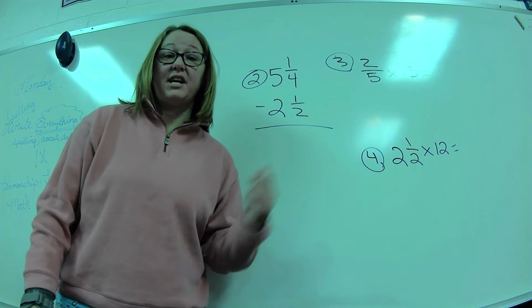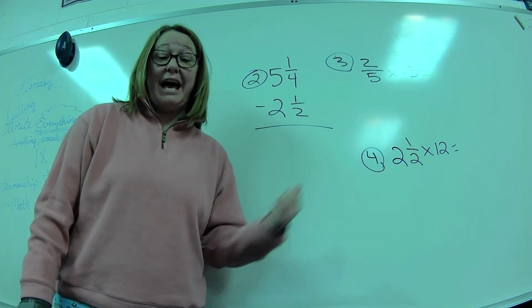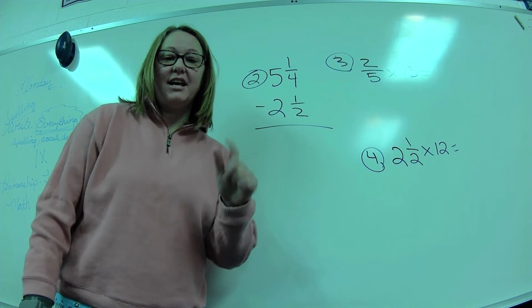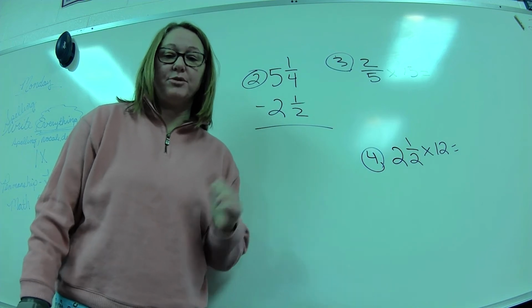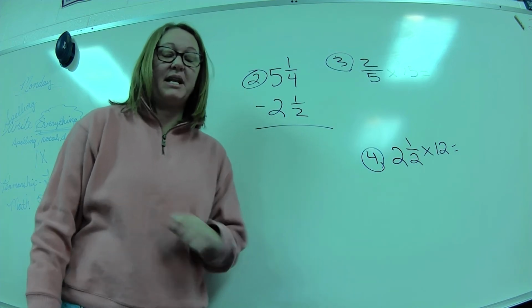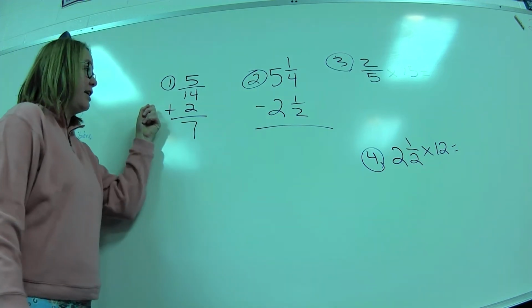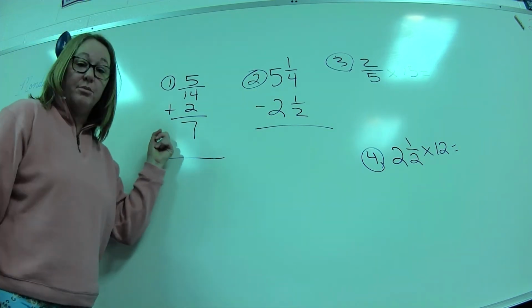So get your whiteboards out, see if you can get these problems written on the board, and I'll see if I can give you some time to get them done. And let's see how we do. Again, these are just review problems. We're going to jump right into today's lesson here in just a few minutes. But let's start with 5/14 plus 2/7.